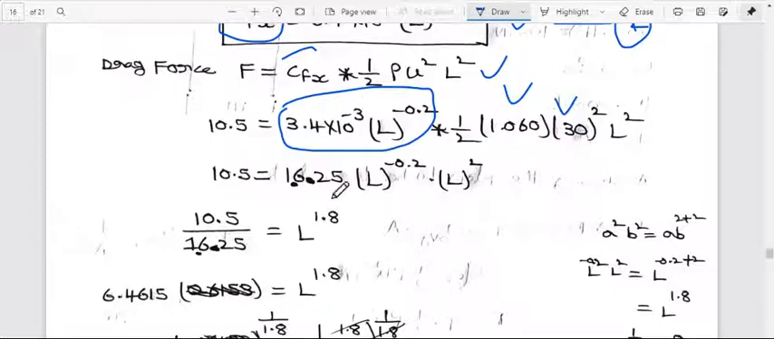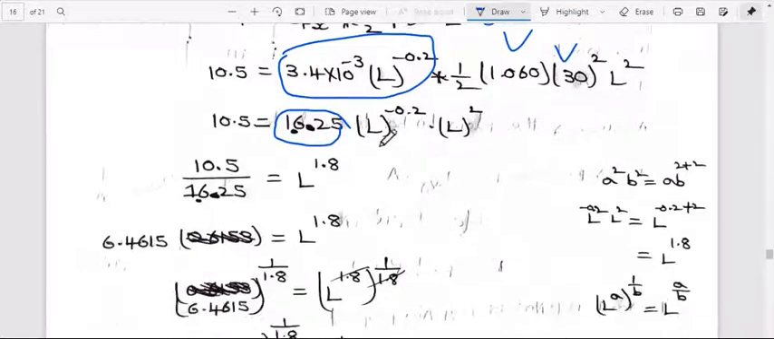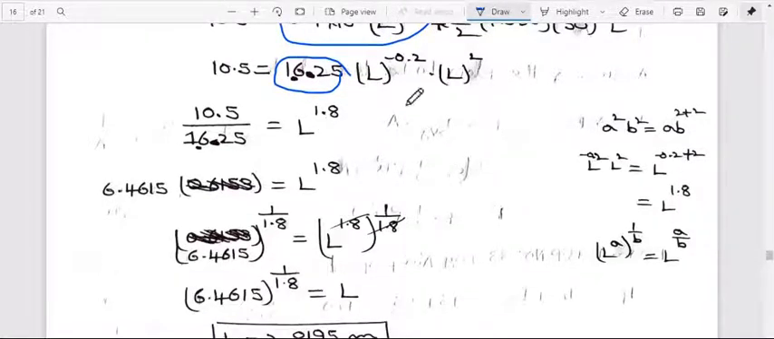So after simplifying this equation, this is the 1.625 value, 1.625 into L power minus 0.2 and L square. So here A square into B square is equal to AB whole square. So here 2 minus 0.2, that means 1.8. So here this is the L value.